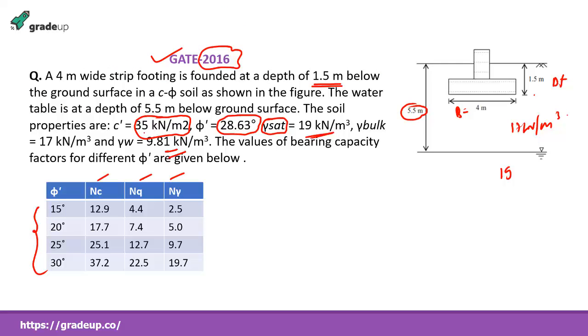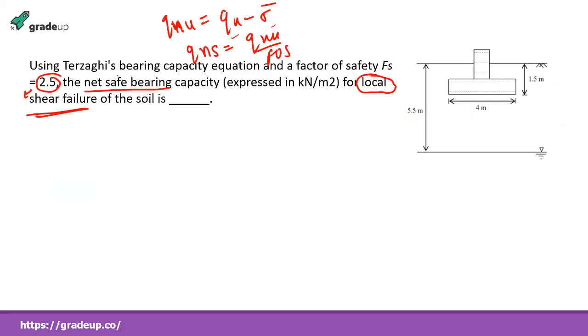Firstly, they will just see the values and they will start solving the problem. They just don't read the question. Firstly, you have to focus and read the question first. Even if it takes 1 minute, if you have spent that 1 minute, then you proceed with the solution. Just don't miss any word. Read the question fully once. So here it is a case of local shear failure.